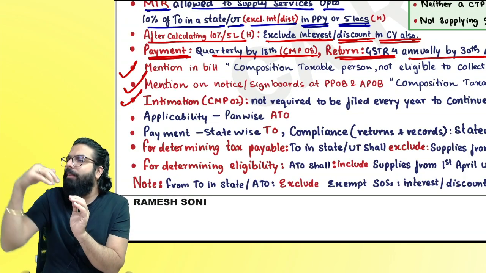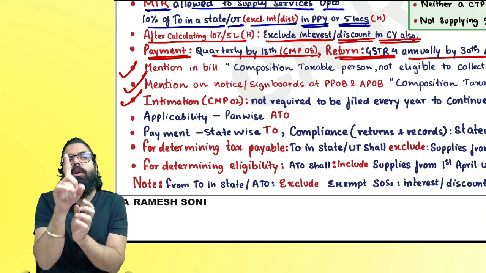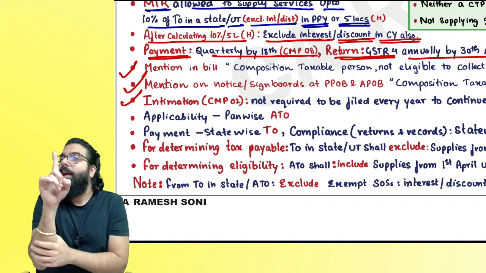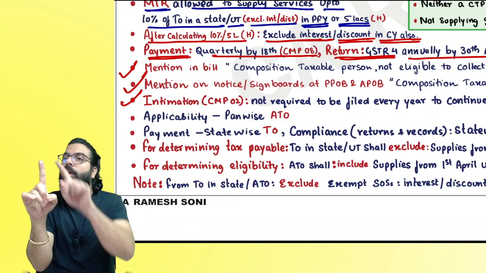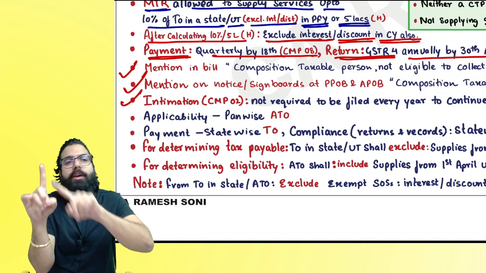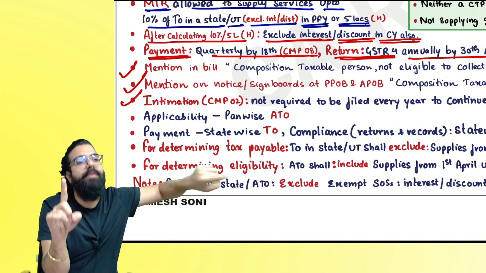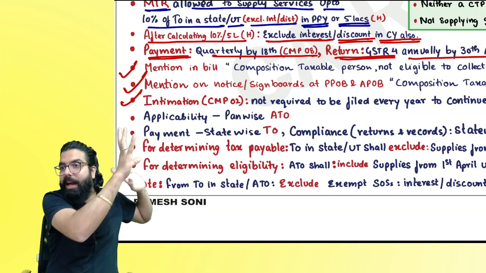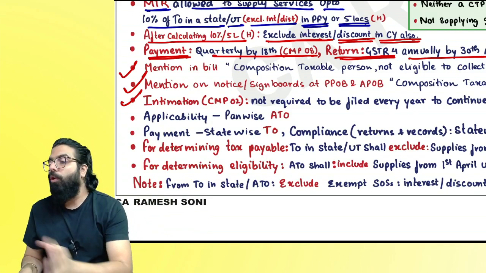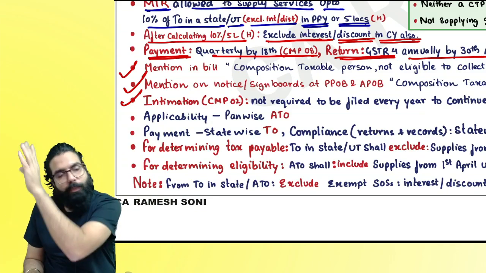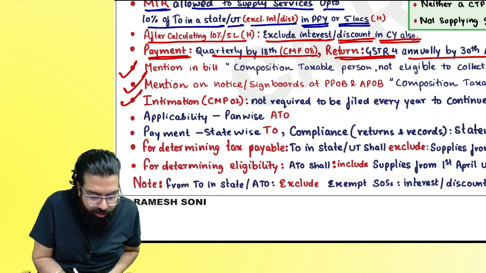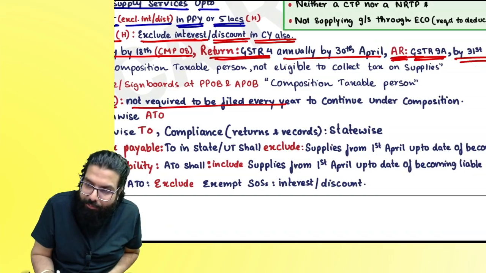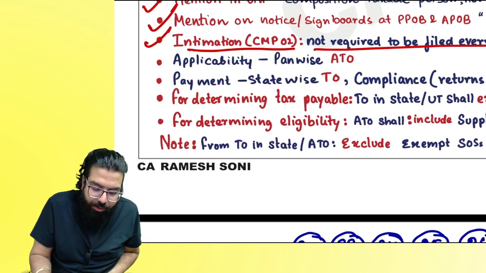Then the next one over here is, sir, I want to get inside composition. When you want to get inside composition, you can get in only at the beginning of the year, and you have to file CMP02. Once you get inside composition, you don't have to file CMP02 every year. Once filed, till you become ineligible or you get out, you don't have to file CMP02 again. Once filed, it will continue. So CMP02 is not required to be filed every year to continue under composition.